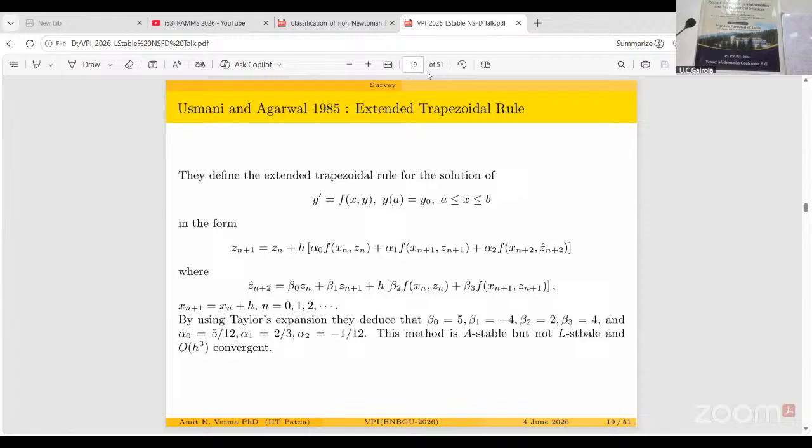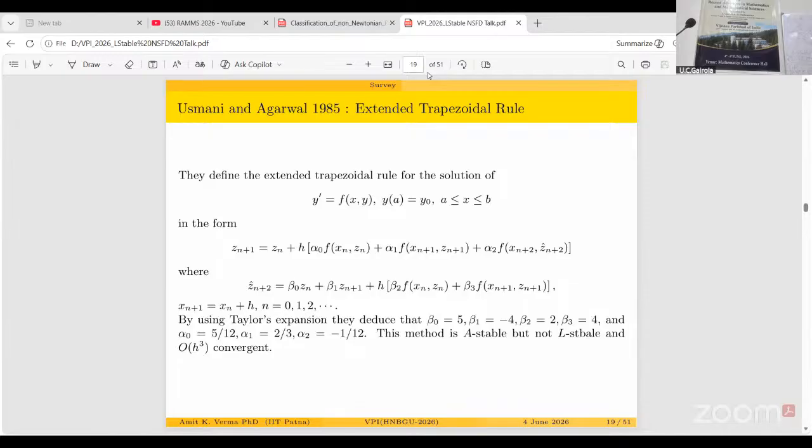So the basic idea is, suppose alpha 2 is 0. Then this is nothing but the trapezoidal rule. You read this Z as Y; this is a typo. So if alpha 2 is 0, this is nothing but the trapezoidal rule, provided you pick alpha naught as half. So what did they do? They added this term.